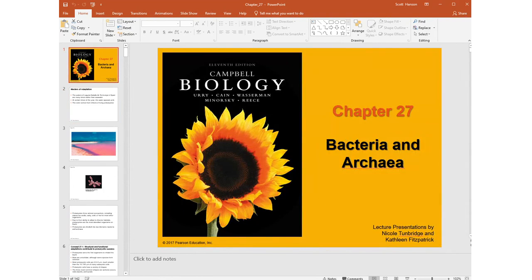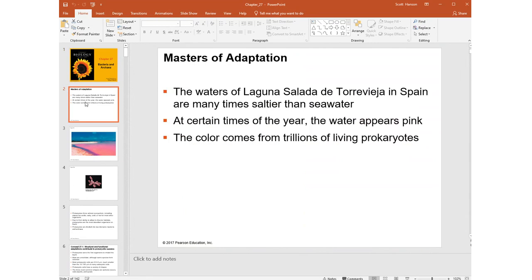And remember that a domain is a higher level than a kingdom. And remember, there's three domains in biology. One domain is bacteria, the other is archaea, and then the third domain is eukaryota, everything that has eukaryotic cells.